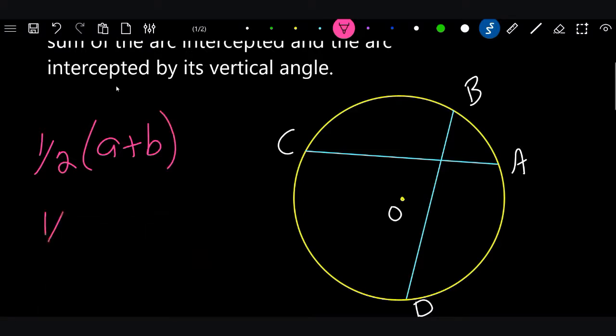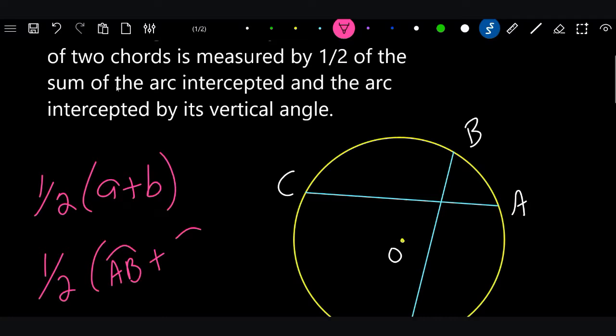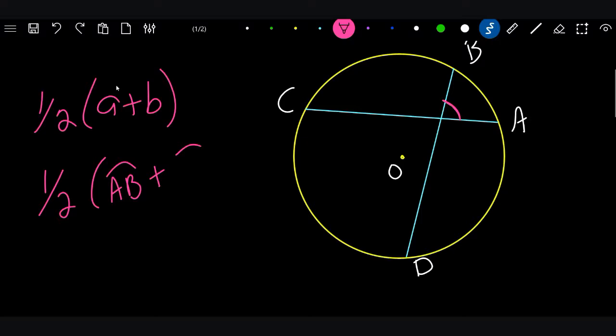Okay, we would write it like this using geometry. Arc, let's call it arc AB. Let's say we're measuring this angle right here. That would be arc AB plus arc. Notice what it says, the arc of its intercepted vertical angle. Well, what's the vertical angle? If this is the one we're measuring, then its vertical angle is this one. So the one that's being intercepted by that one is arc CD. And that's how we would write it using geometry.